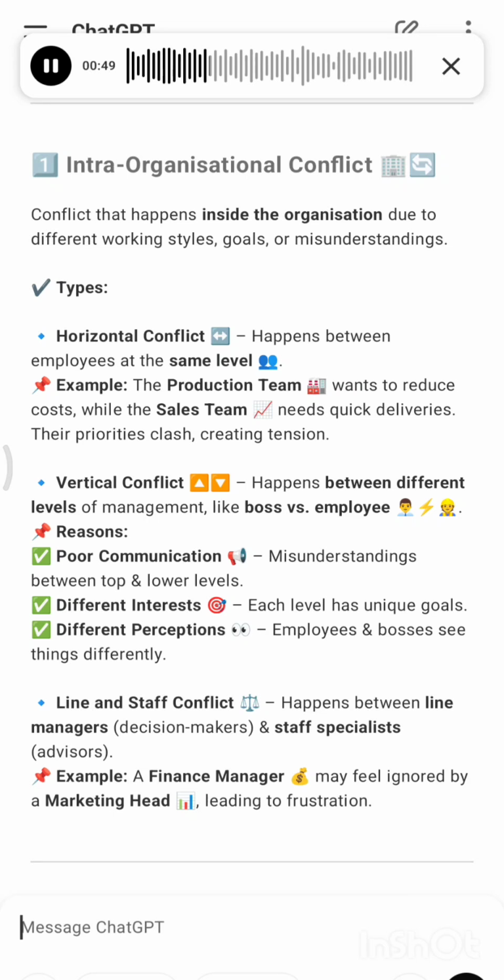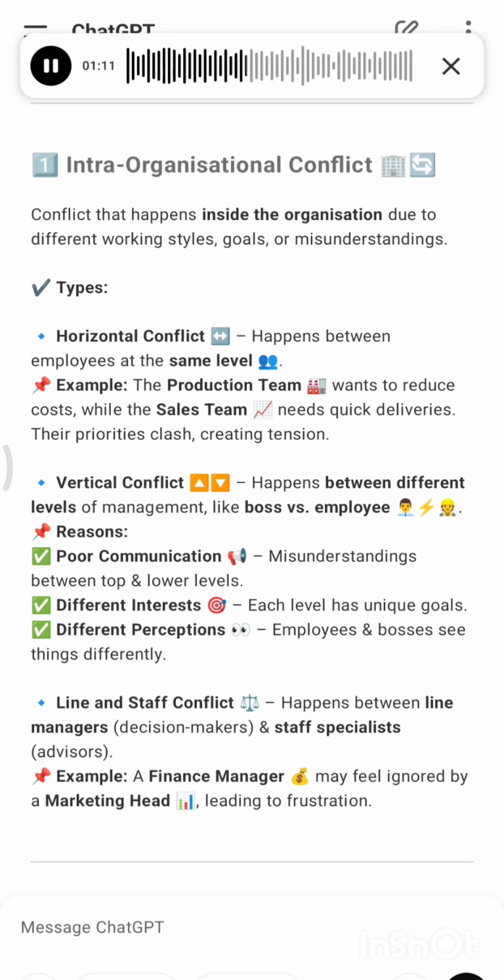Vertical conflict happens between different levels of management, like boss versus employee. Reasons: poor communication, misunderstandings between top and lower levels, different interests. Each level has unique goals, different perceptions. Employees and bosses see things differently.